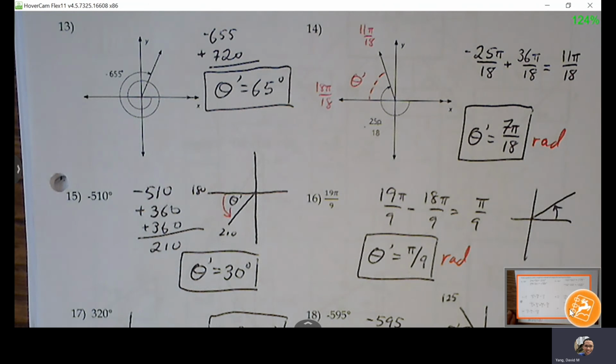So for 13, the reason you did 720 is because it went 2 groups around. Because plus 360 wasn't enough for me to get into my range. So I had another 360. That's right. But once I got this angle to be in the first quadrant, 65 is also my reference angle because it's already between 0 and 90. So I don't have to do anything with it. So are we doing the same thing for 15 through 20? Yes, they're all the same.